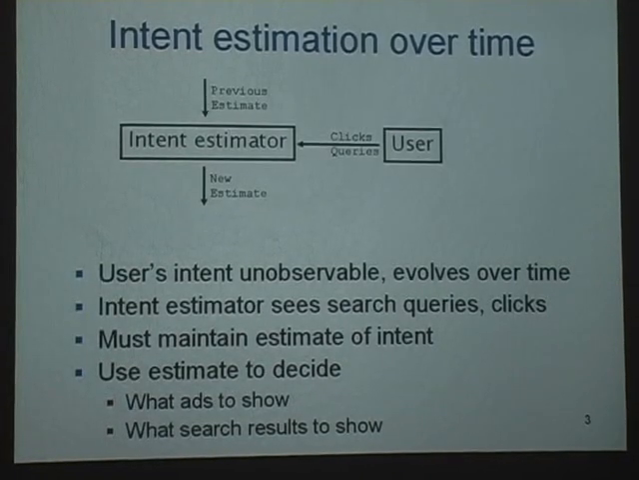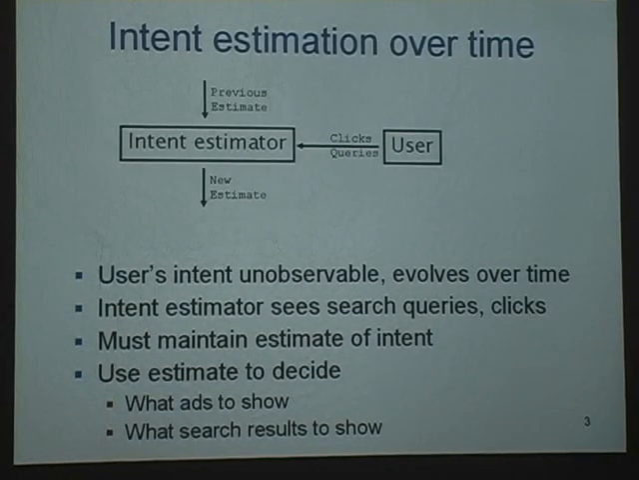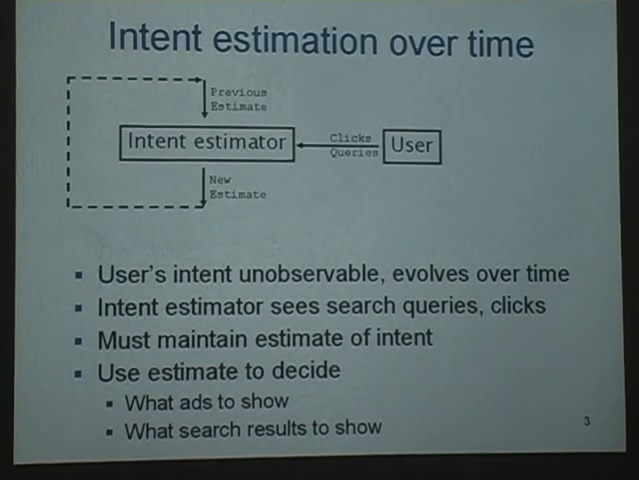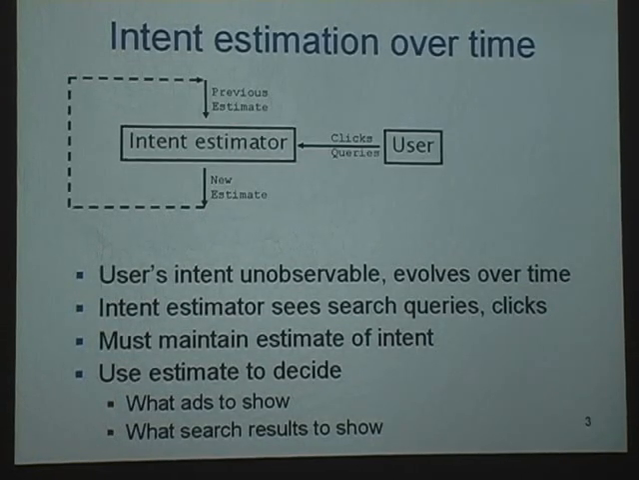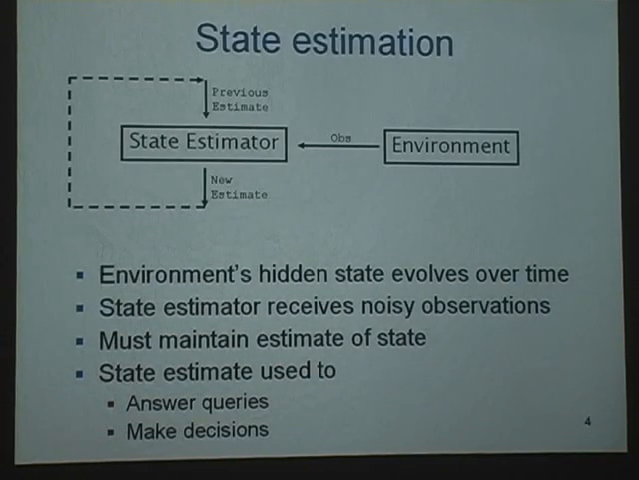And once you have this estimate, I guess you can use this to decide various actions, such as what ads to show, what search results to show, and so on. And this is a feedback process, obviously, because the intent from one time step affects what you think at the next time step. So I've drawn it that way to show the relation to a much more general problem, state estimation.